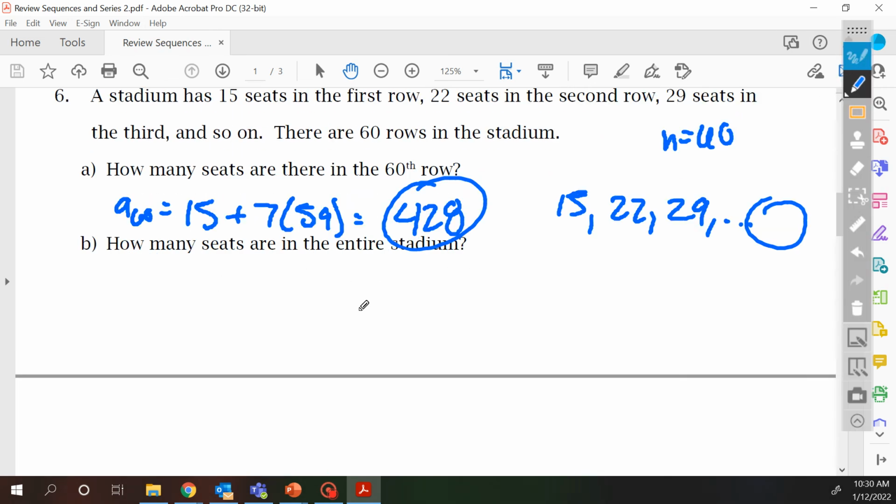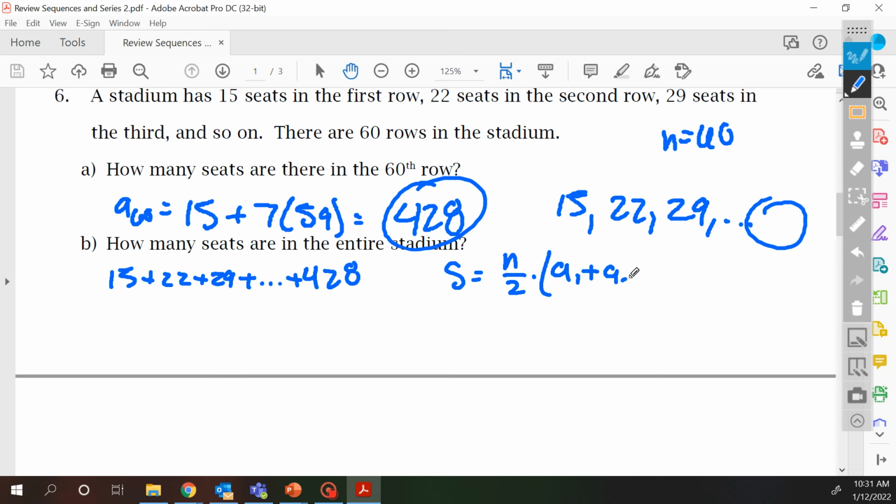How many seats are in the entire stadium? Okay, so the entire stadium, that's the first row, plus the second row, plus the third row, all the way to the last row, which was 428. So we actually are doing a series here, so we have to use the series formula. This is arithmetic, it looks like this. Half the number of terms, multiplied by the first term and the last term, added together. So there are how many rows? 60. So we're doing 60 over 2. And the first row, there's 15 seats. The last row, there's 428 seats.